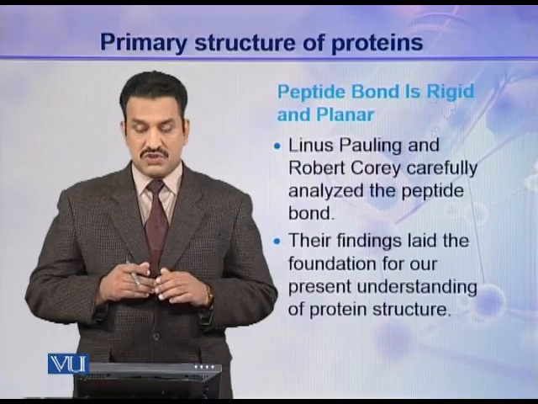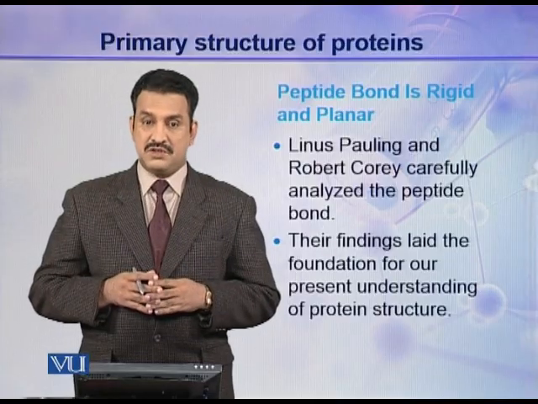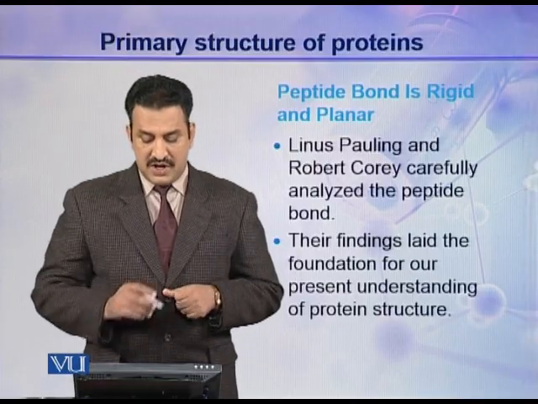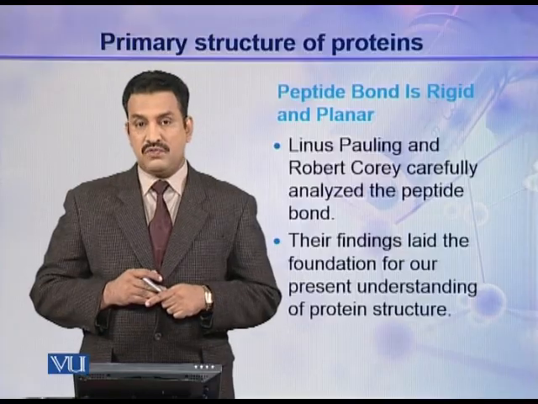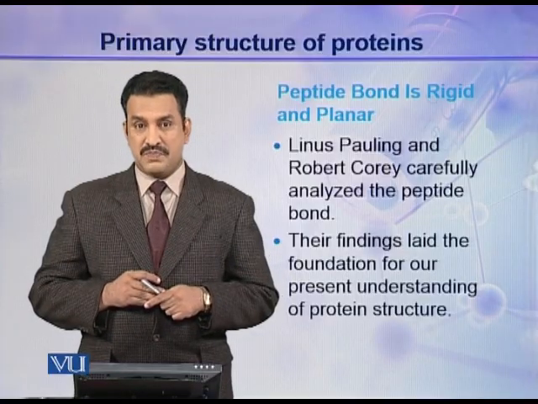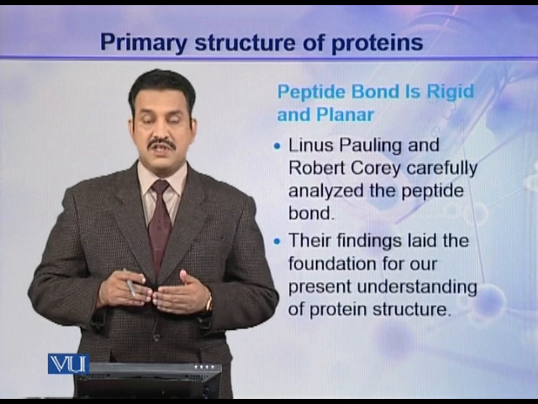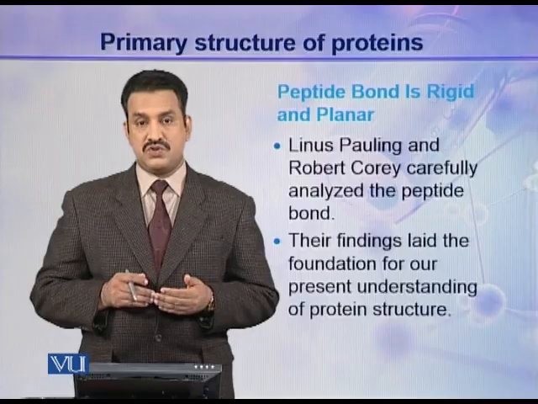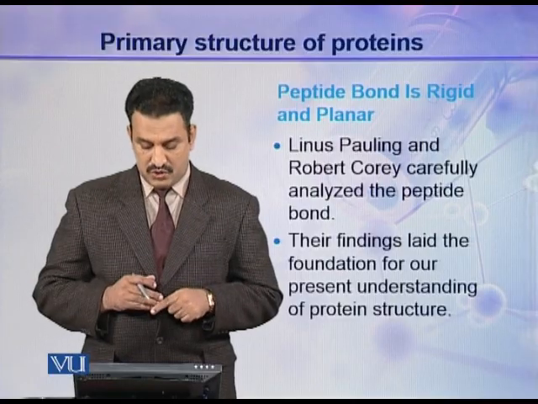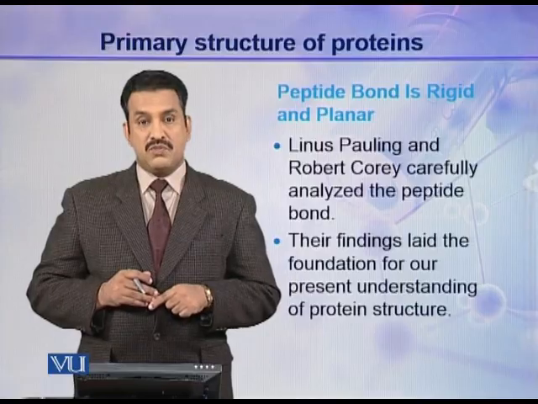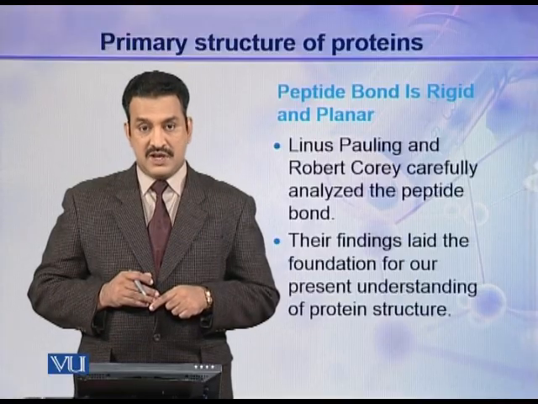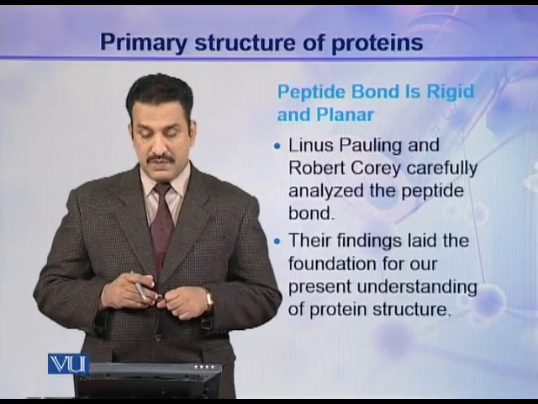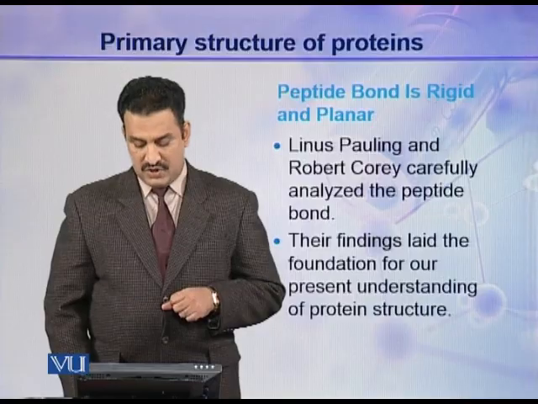The peptide bond is rigid and planar. This was said by Pauling and Corey. Linus Pauling and Robert Corey carefully analyzed the peptide bond present in protein molecules. They also knew the importance of hydrogen bonding and other weak interactions present in biomolecules, and they made a number of important conclusions. Their findings laid the foundation of our present understanding of protein structure.